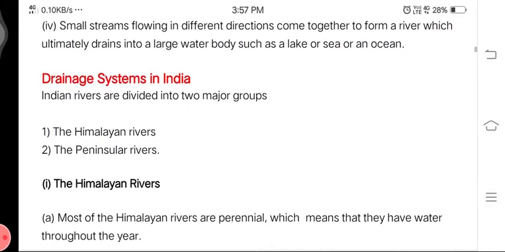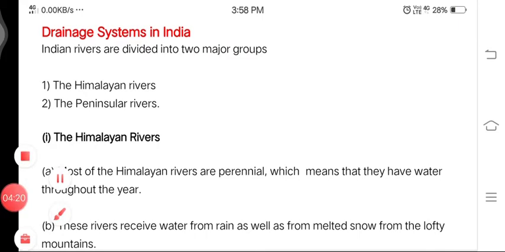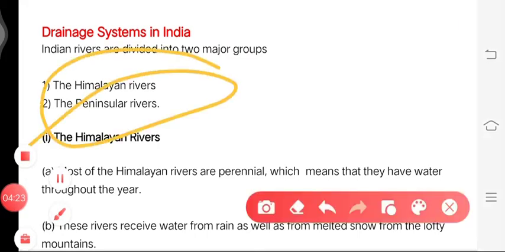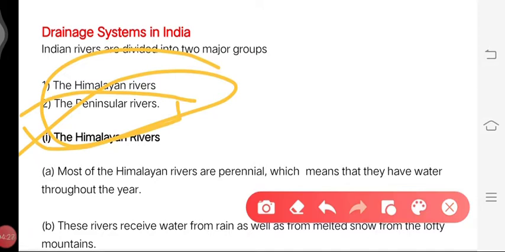So, the drainage system in India. The Indian river system is divided into two major groups. First group is the Himalayan rivers, second is the peninsular rivers. Firstly, we talk about the Himalayan rivers.